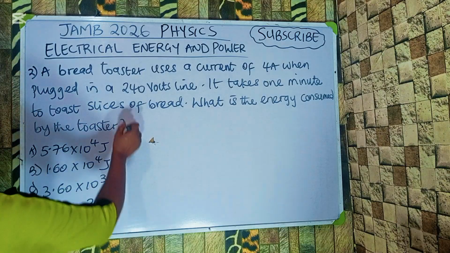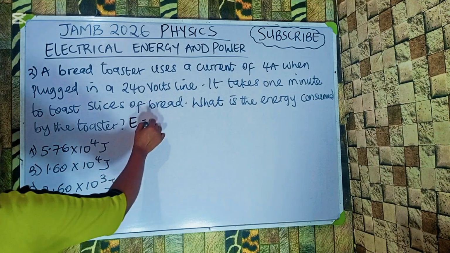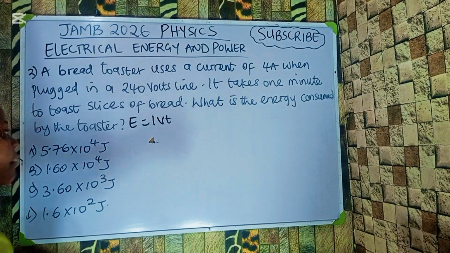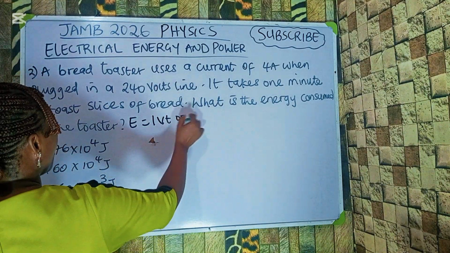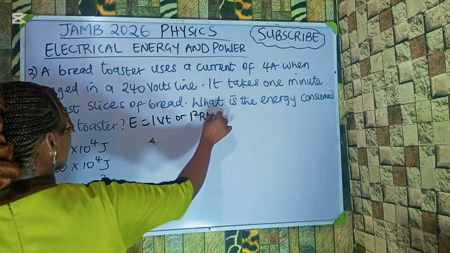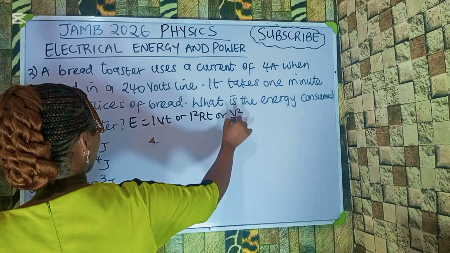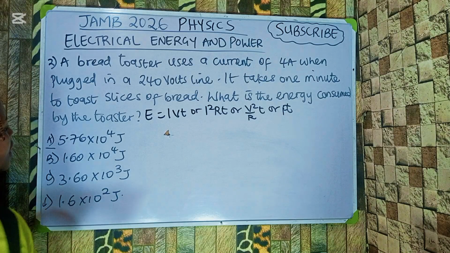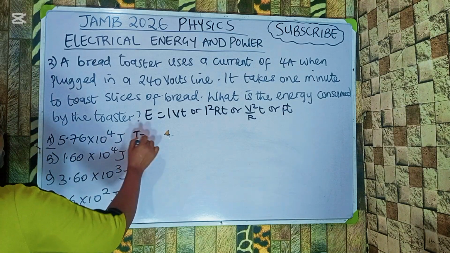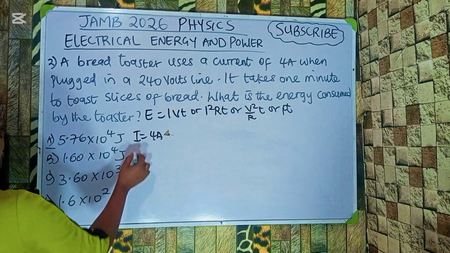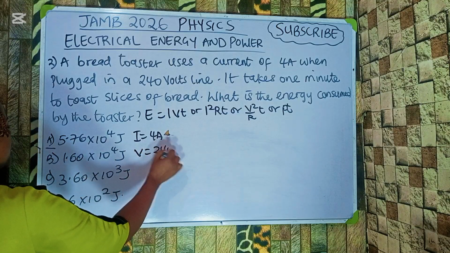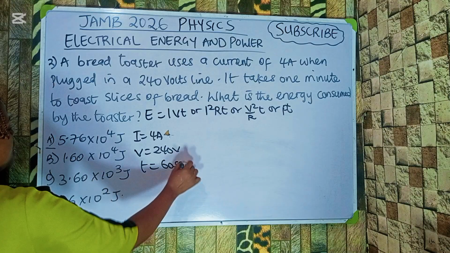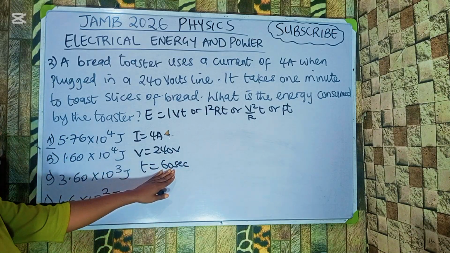Okay, so the formula for energy, E, is equal to IVT. Remember, you just multiply time by power. IVT, or I squared RT, or V squared over R times T. But you must ask yourself the question, what are the parameters given in this question? The current I is given as 4 amperes. The potential difference is given as 240 volts. Then the time is given as 1 minute, which is equal to 60 seconds, right? So you have to change it to seconds.